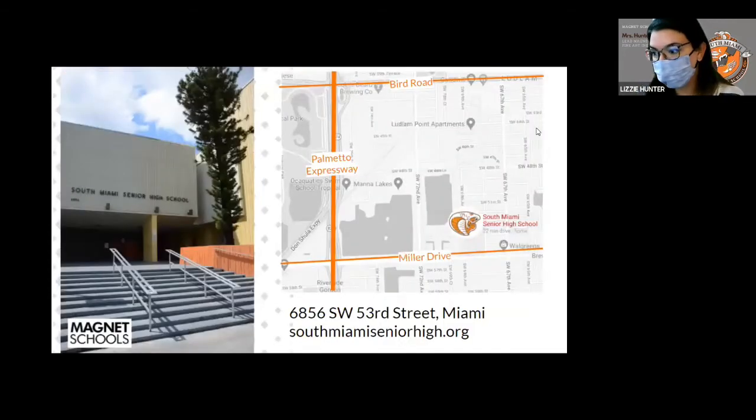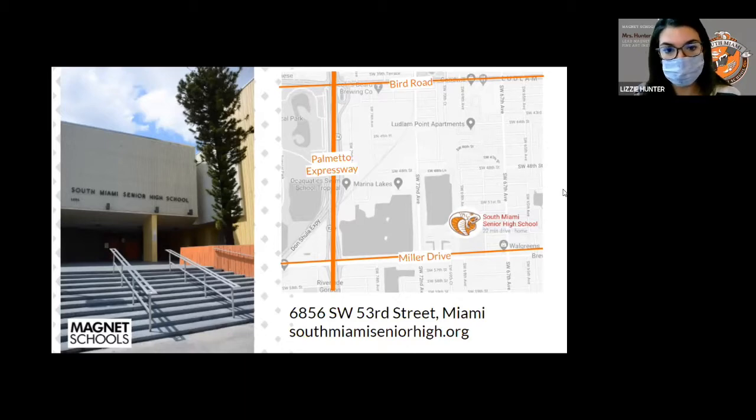Where are we located? Well, let's start by saying good news. Through the magnet programs, it doesn't matter where you live or whether or not South Miami is your home school. You can attend this school regardless of where you live. But just to give you an idea of where we are, we're right off of the Palmetto Expressway and Miller Drive. So two large access roadways that make it a little bit easier to get to us. We're also not that far from US 1. So, there are lots of ways to approach our school, regardless of where you live.